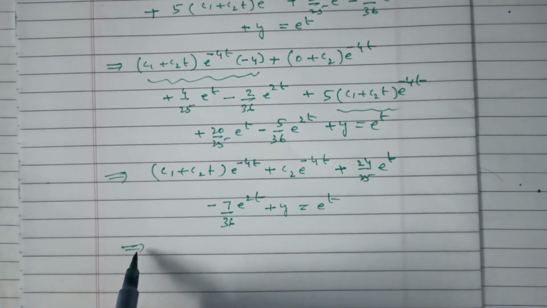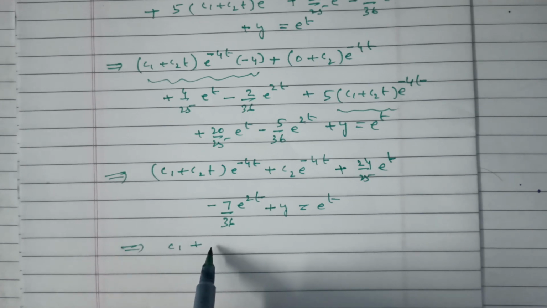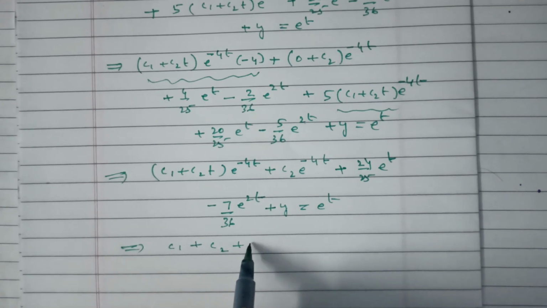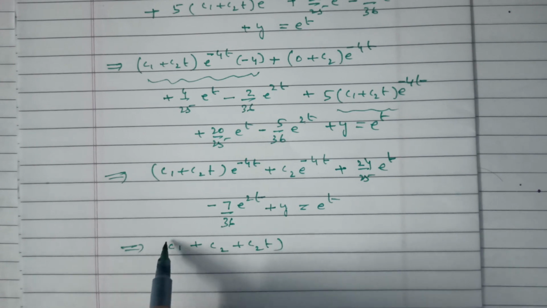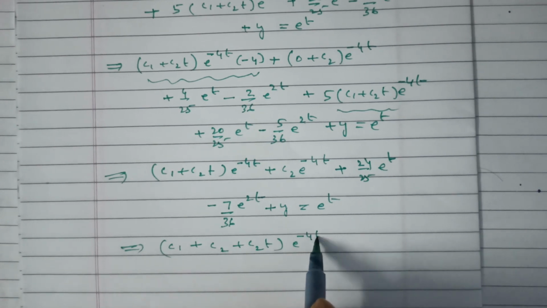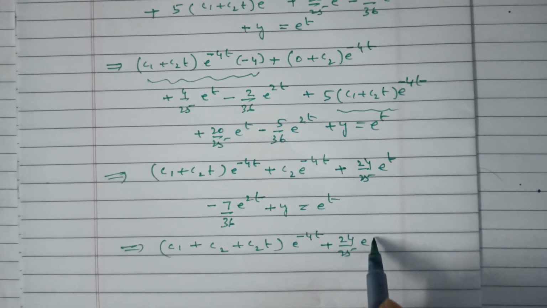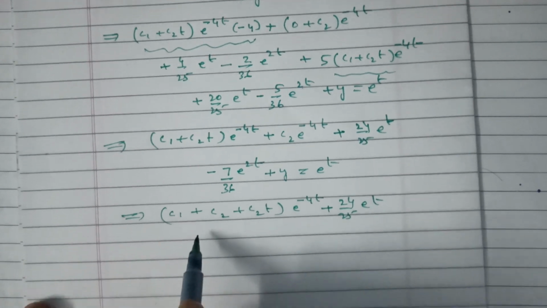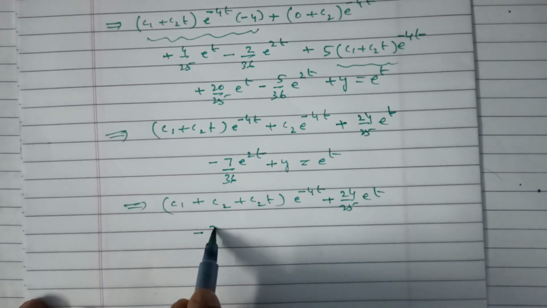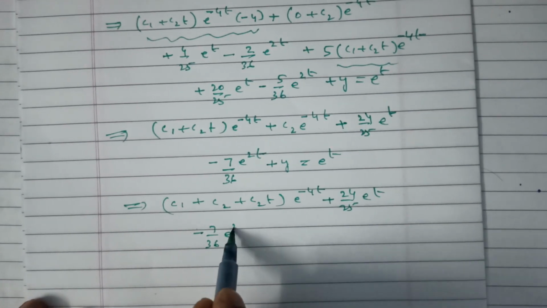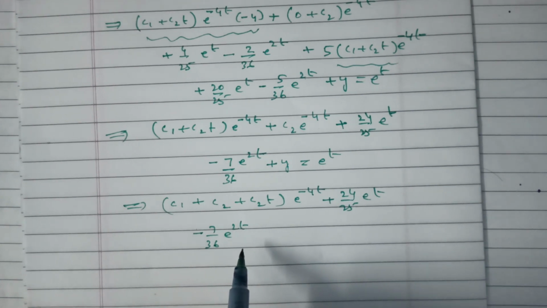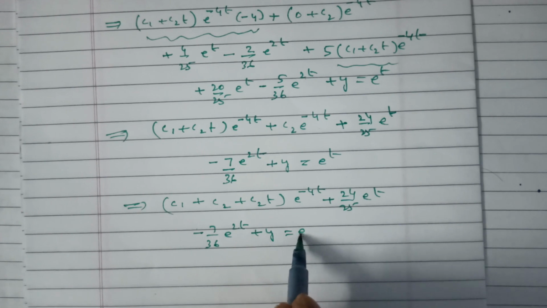This implies c1 plus c2 plus c2t e power minus 4t plus 24 by 25 e power t minus 7 by 36 e power 2t plus y is equal to e power t.